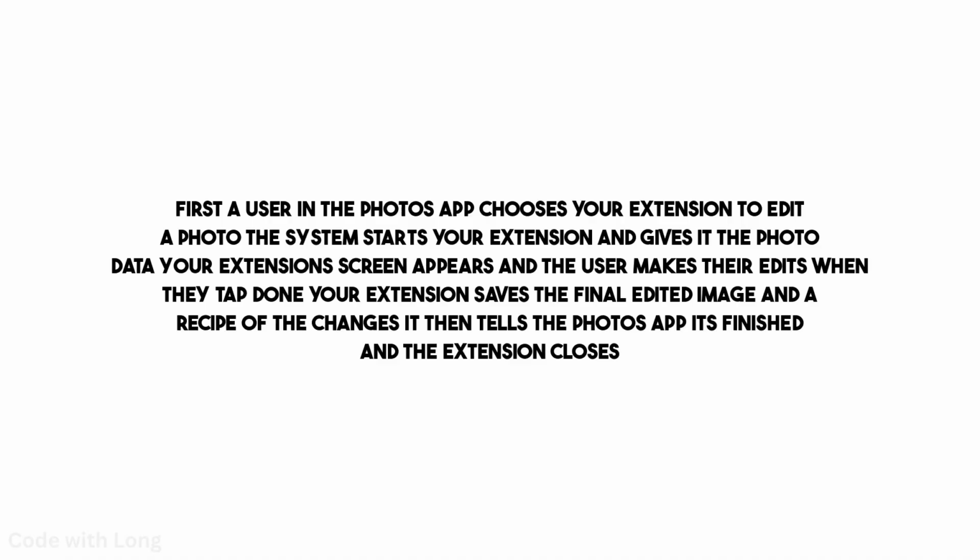Describe a scenario involving a photo editing extension and detail the key lifecycle events from launch to saving the edited image. First, a user in the Photos app chooses your extension to edit a photo. The system starts your extension and gives it the photo data. Your extension screen appears, and the user makes their edits. When they tap Done, your extension saves the final edited image and a recipe of the changes. It then tells the Photos app it's finished, and the extension closes.